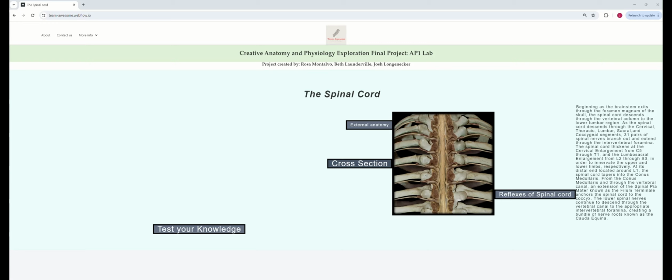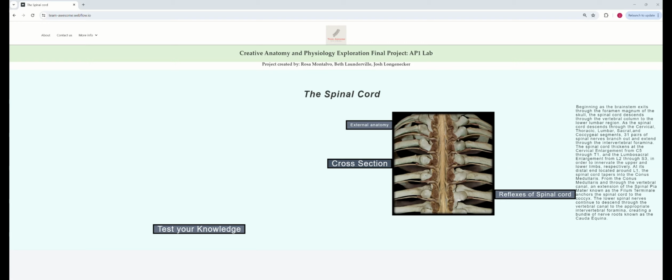The spinal cord thickens at the cervical enlargement from C5 through T1 and the lumbosacral enlargement from L2 through S3 in order to innervate the upper and lower limbs respectively. At its distal end located around L1, the spinal cord tapers into the conus medullaris.